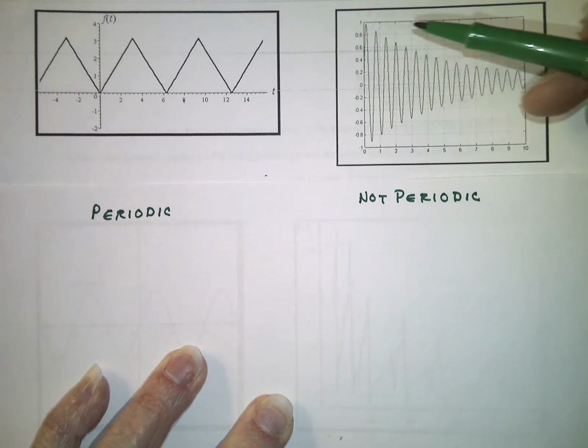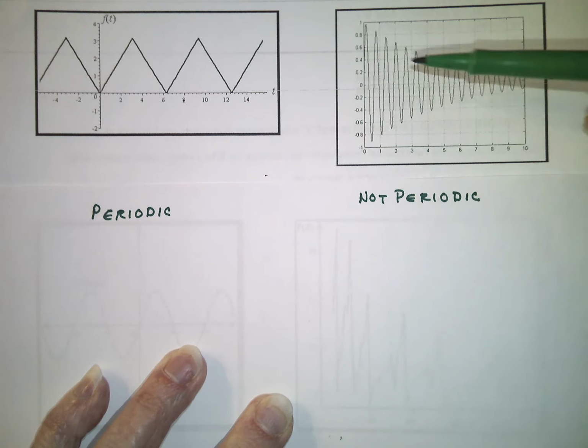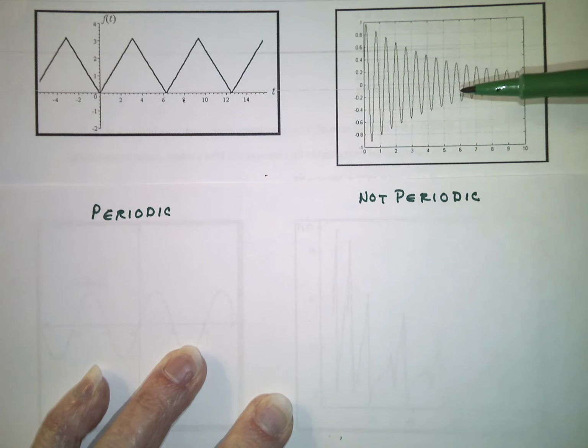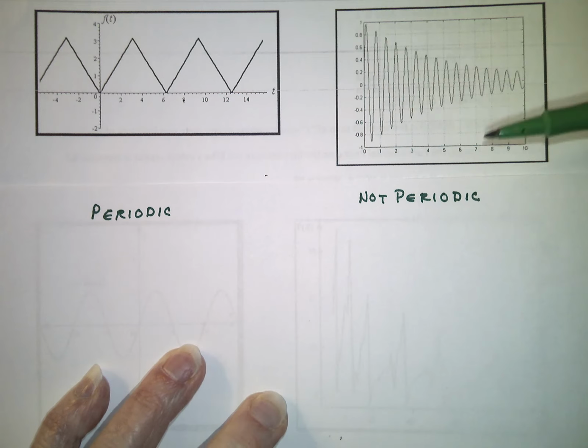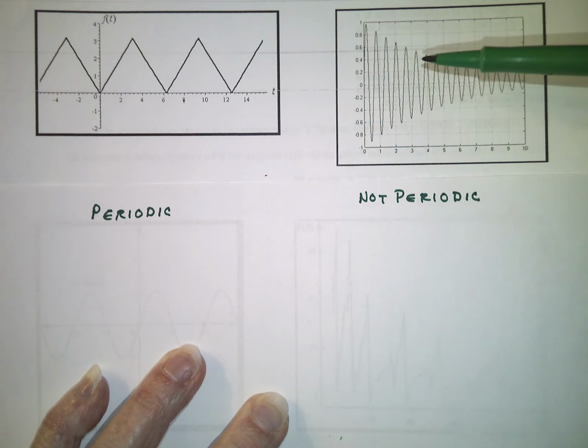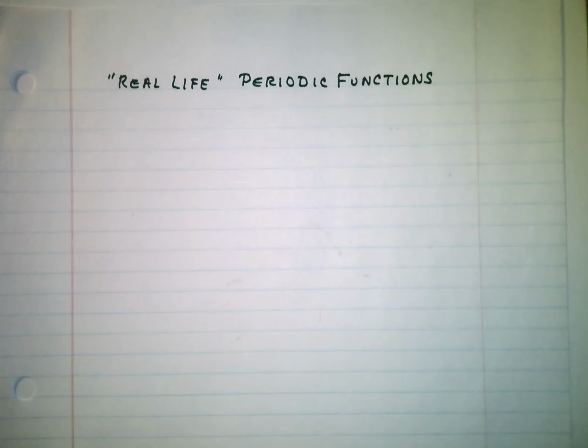Over here, even though there is a repeated pattern of up and down, each cycle is not identical. The y values are not the same. So this is not a periodic function. Although some mathematicians call this periodic in nature, it is still not a periodic function.